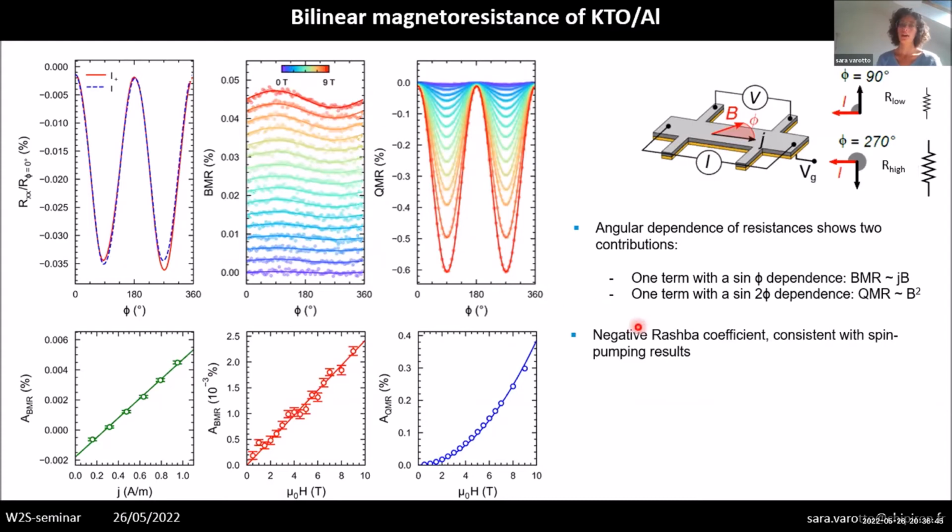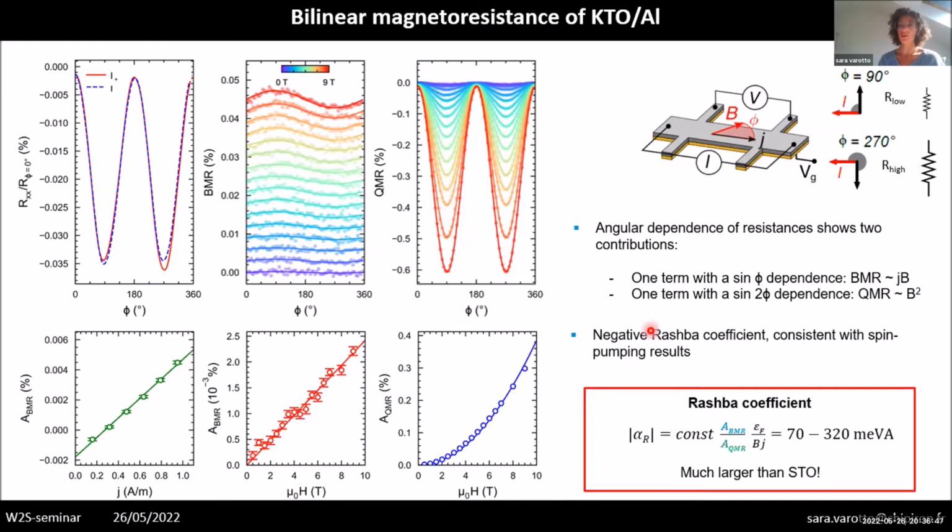And finally, by taking the ratio between these BMR and QMR amplitudes, we obtain an effective Rashba coefficient that ranges between 70 and 320 millielectron angstrom. That is much larger than STO and agrees pretty much with what is observed from the band structure. Okay, so up to now we have seen that with the KTO aluminum, we have high mobility, a large Rashba effect, and large spin to charge and charge to spin conversion.